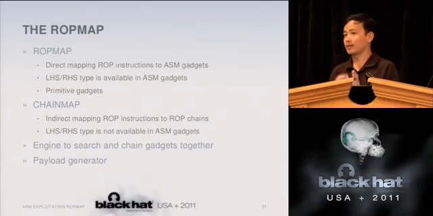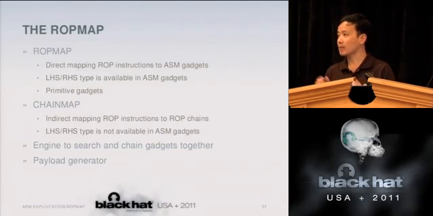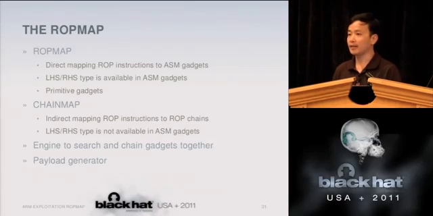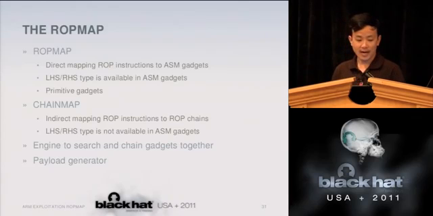So we will have a complete map from ROP instructions to assembly gadgets or to other ROP instructions. Then we define an engine to search and chain gadgets together based on the map. With the map, you can search for any gadget, chain them together, and finally generate the chain. And lastly, we create a payload generator to generate the payload from the chain of gadgets we found.